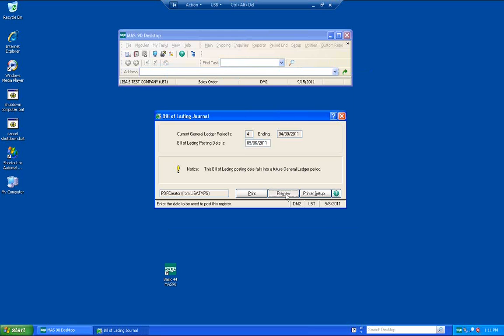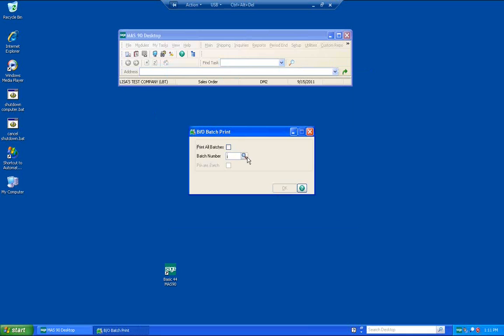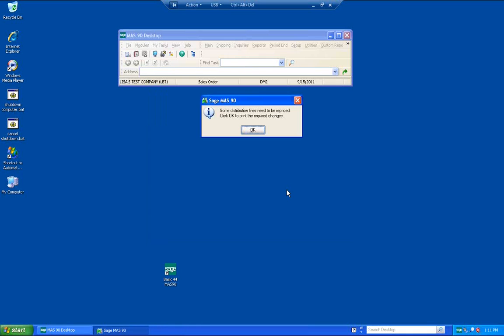When I print my journal, it says that it should have, it's probably because, I'm sorry, I've messed with this sales order several times over the last couple of days, and I probably confused it. But the system, when it gets to this point, knows that there are some distribution lines that need to be repriced.